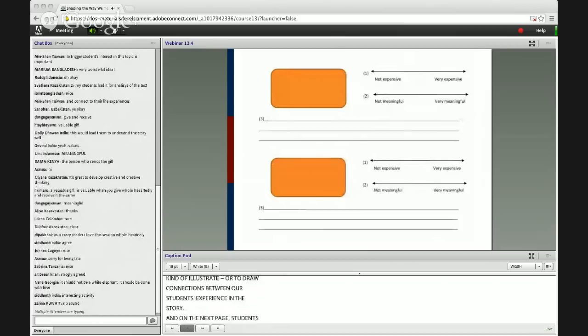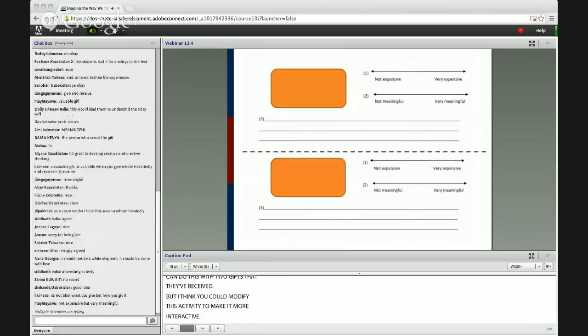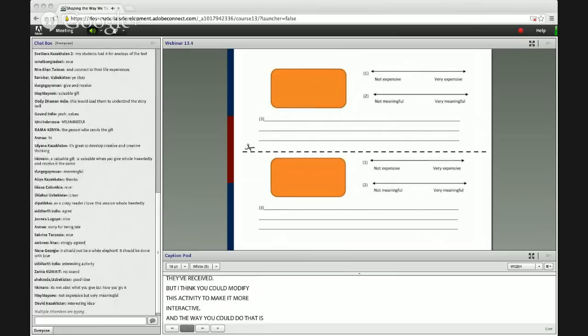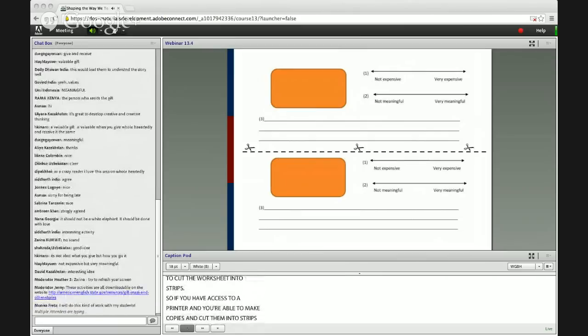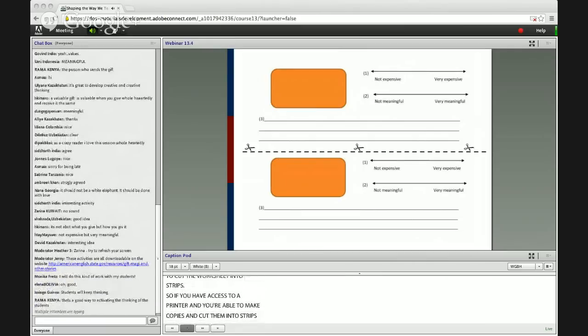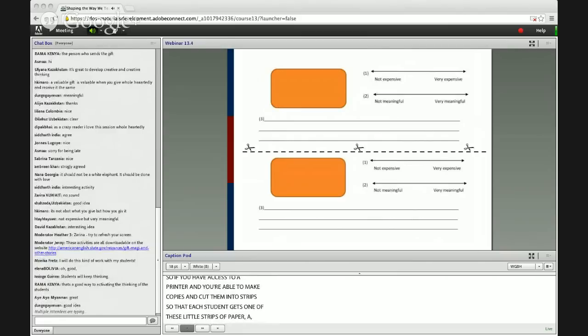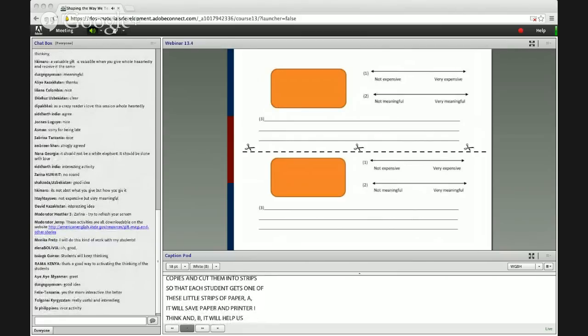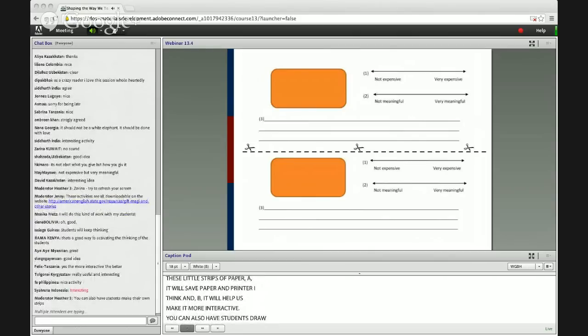But I think you could modify this activity to make it more interactive. And the way you could do that is to cut the worksheet into strips. So if you have access to a printer and you're able to make copies and cut them into strips so that each student gets one of these little strips of paper, A, it will save paper and print or ink, and B, it will help us make it more interactive. You can also have students draw this on their own papers, so you don't have to necessarily have a copy of this handout, right? So Heather thinks you can also have students make their own strips.